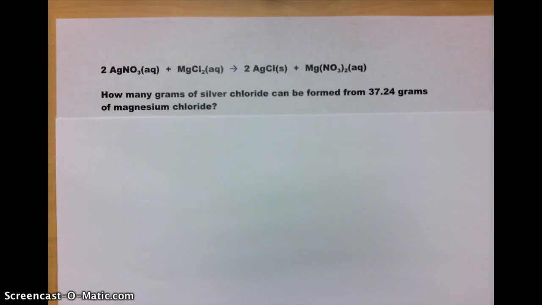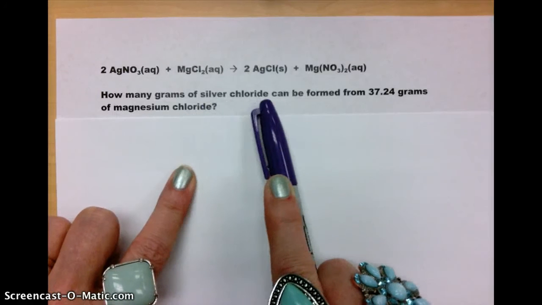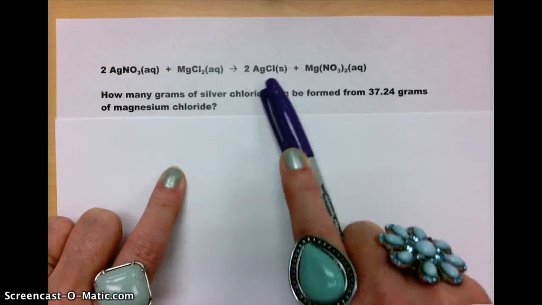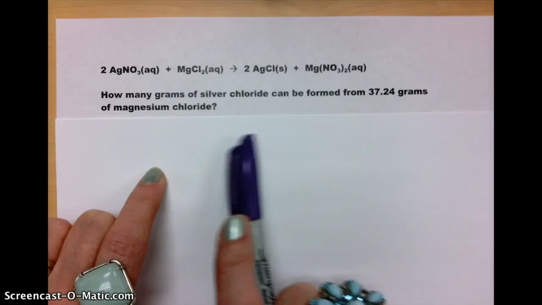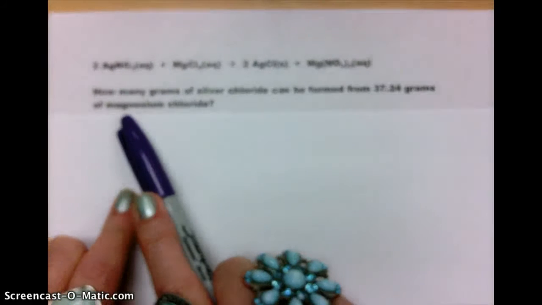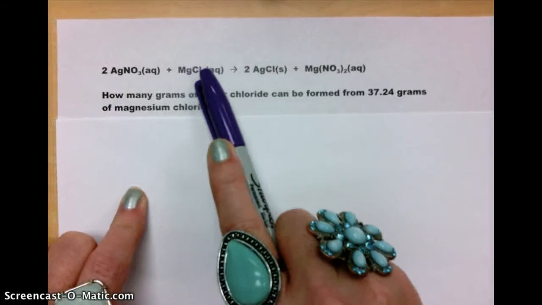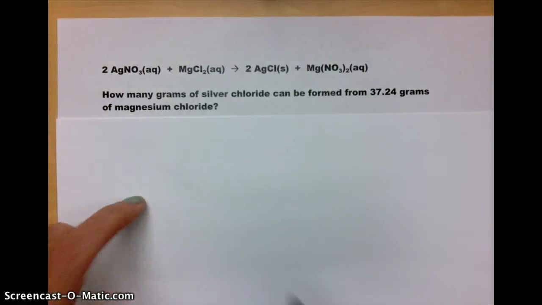The question is how many grams of silver chloride can be formed from 37.24 grams of magnesium chloride. Let's identify the two chemicals in this question. How many grams of silver chloride? Silver is Ag, chloride is Cl, and so we see it must be this chemical right here. And then we're given 37.24 grams of magnesium chloride, which must be this chemical right here because it has magnesium and chloride in it. Whenever we're working a stoichiometry problem, we always start with what we're given.